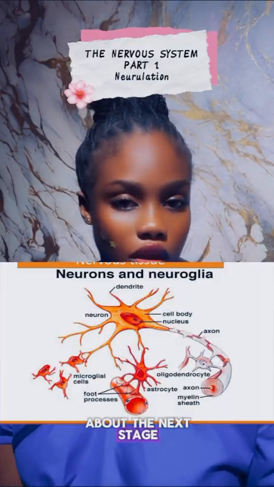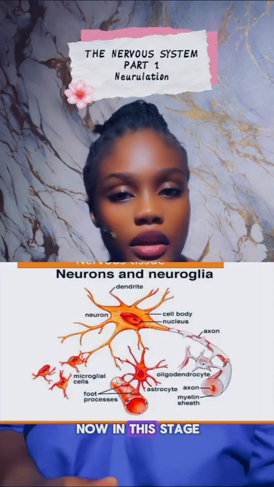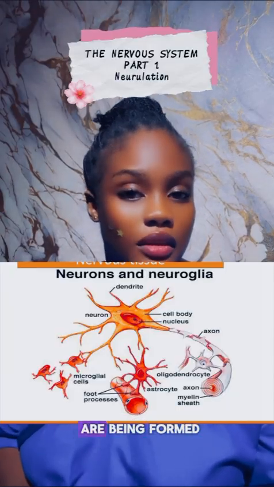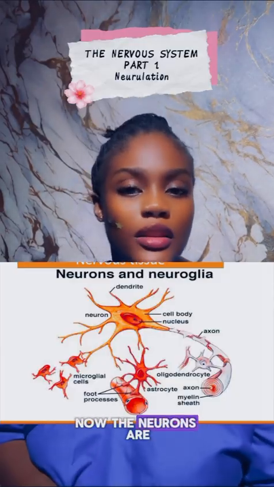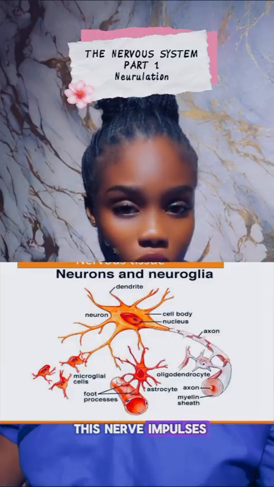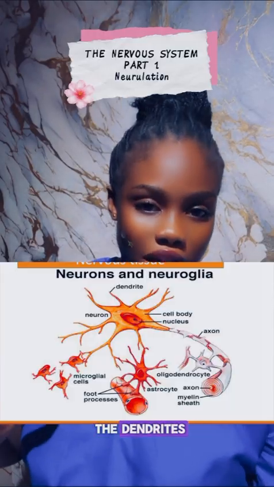Now we talk about the next stage of neurulation, which is development of the neurons and supporting cells. Now in this stage, two types of cells are being formed. We have the neurons and we have the neuroglia. Now the neurons are specialized cells that carry the nerve impulses, and they have two parts. It has the axon and it has the dendrite.